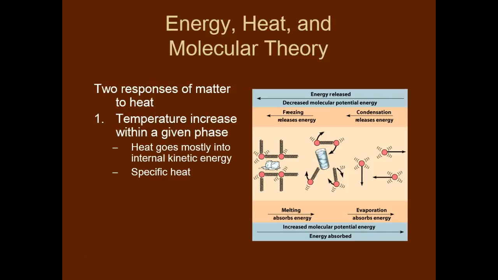But once all the water has evaporated, adding heat to the steam now makes it superheated steam. That's typically what they use in generators, power plants, things like that, except for hydroelectric, of course. It says very high temperature superheated steam. So anytime you're within a phase, you add heat, you give the molecules more internal kinetic energy, they speed up, and the temperature goes up. You use specific heat there.